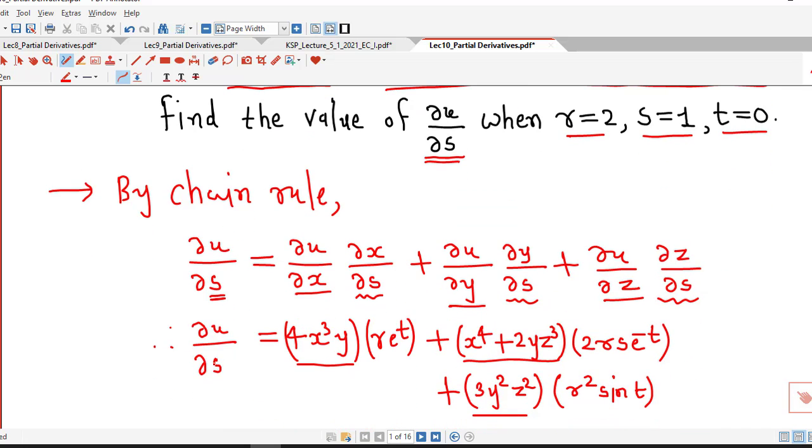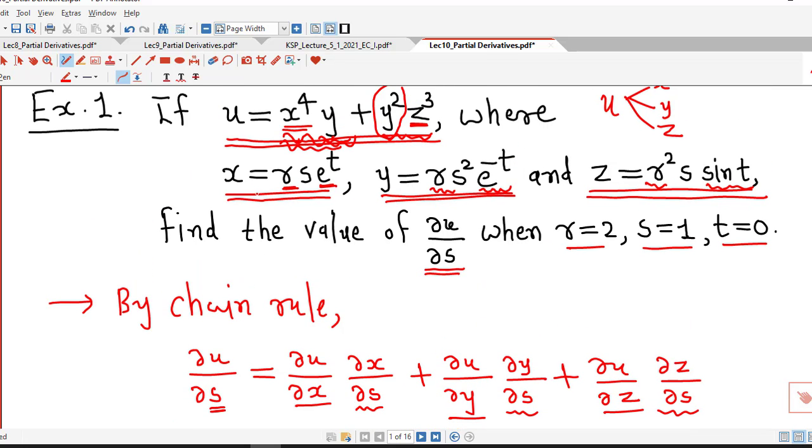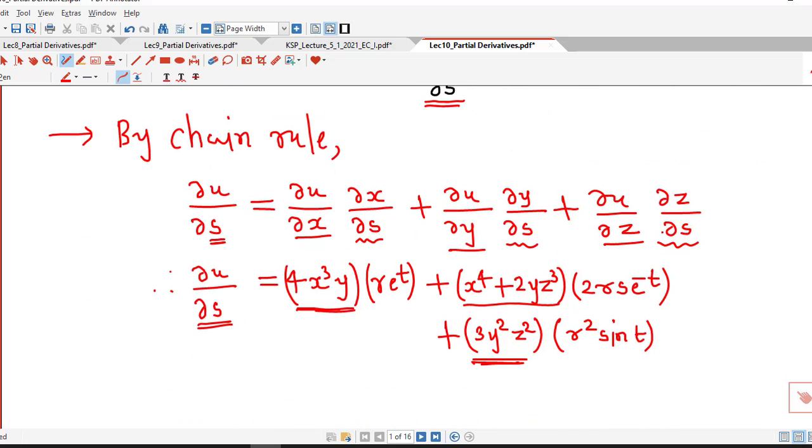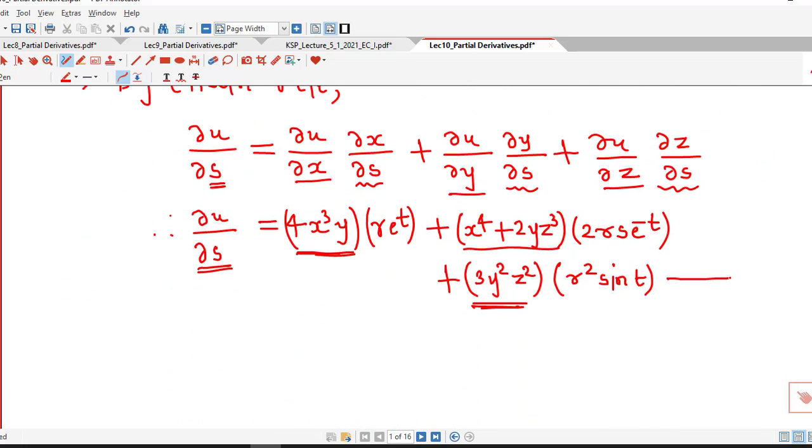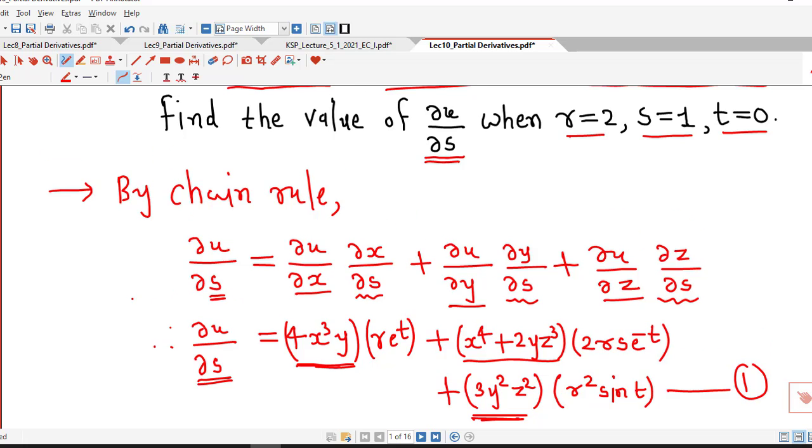Because when we put del u by del s, when we substitute r equal to 2, s equal to 1, t equal to 0 in this expression, we have here terms containing x, y, z, and x, y, z are functions of r, s, t. So we have to put values of x, y, z at r equal to 2, s equal to 1 and t equal to 0. So first we give this number 1 and we find out values of x, y, z at r equal to 2.